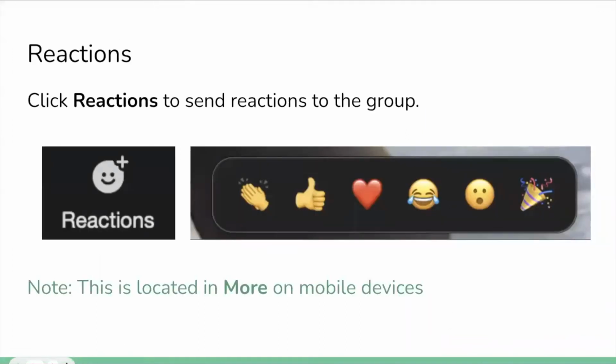There are also reactions in Zoom, which many of you may be familiar with, but if not, you can learn now. If you click reactions, you can send reactions to the entire group using emojis. Note that this is located in More on mobile devices. So you want to find the tab that looks like this. It has a little smiley face, and then you can click on different emojis to show how you're feeling or to react to something someone said, or if you want to clap to congratulate someone or laugh at a joke, anything like that.